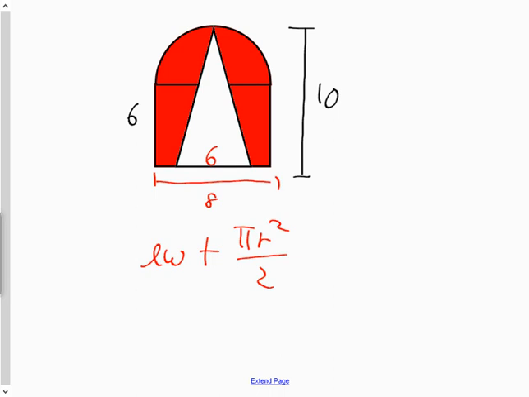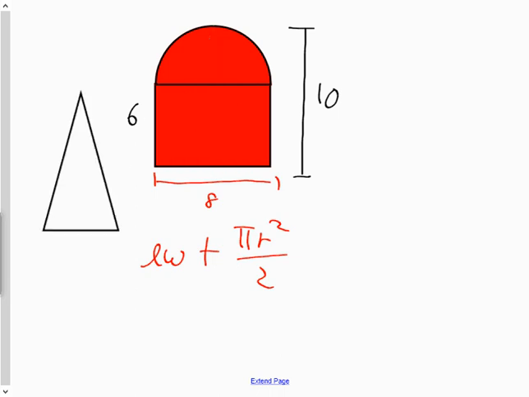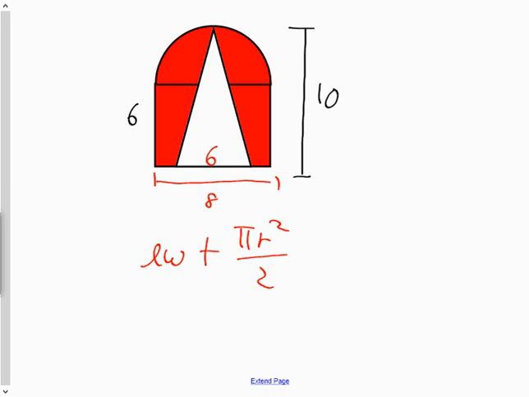Okay, so this is going to be the formula we use for this shape. Does everyone agree with that? A rectangle plus half a circle. Okay? And from that, when we calculate what that is, what are we going to take away from that? We're going to take away a triangle. So the formula you should have created for this is length times width plus half of a circle, or half of a pi r squared, take away base times height divided by 2.